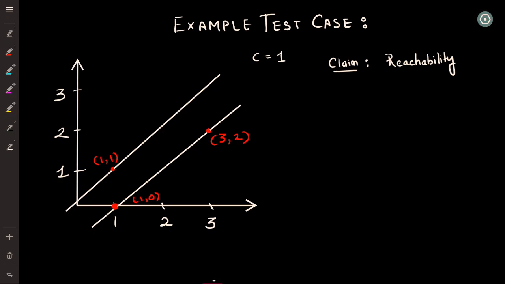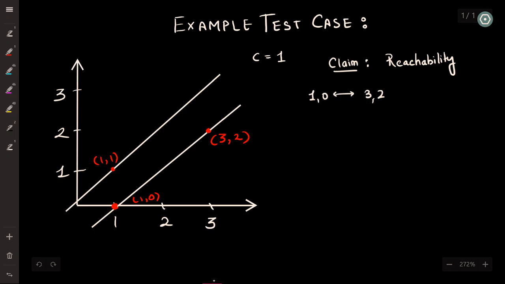Now I'm going to explain with this example test case. For example, I can say that (1, 0) is reachable to (3, 2), and vice versa. This is an equivalence relationship. So why can I say this? How can I say this?